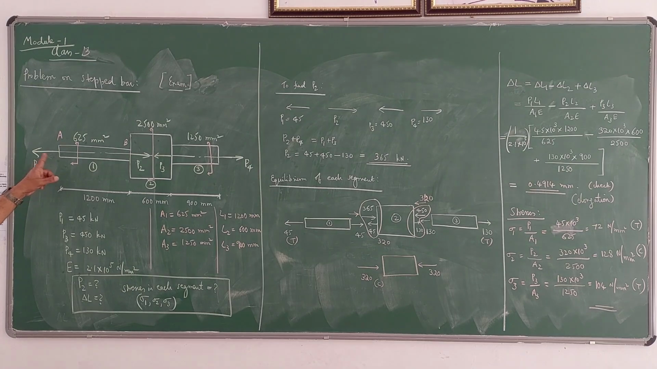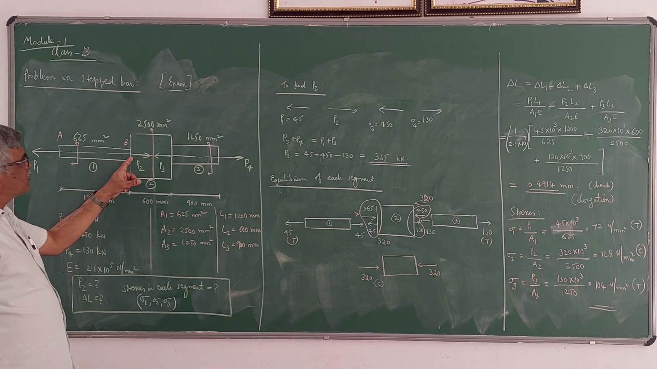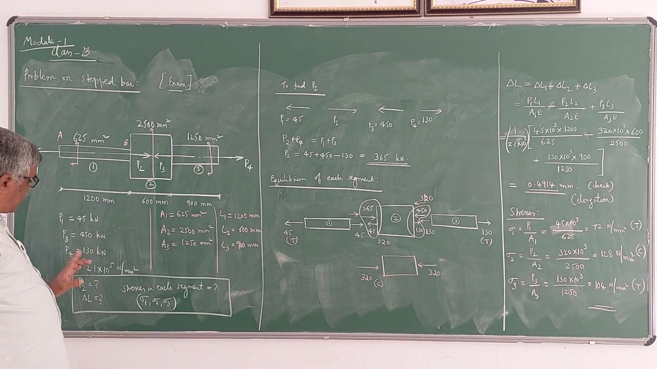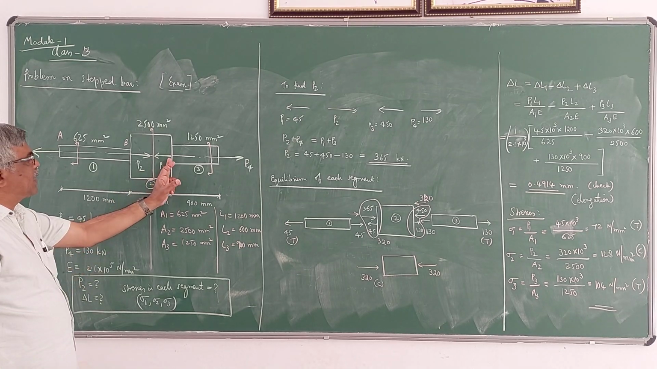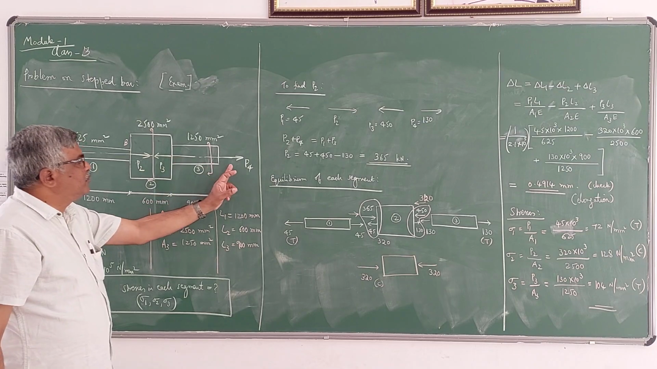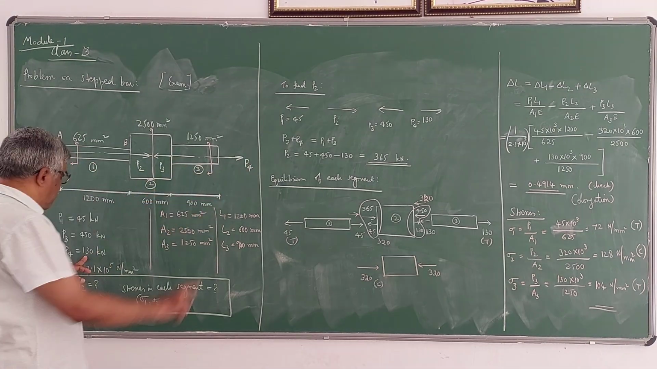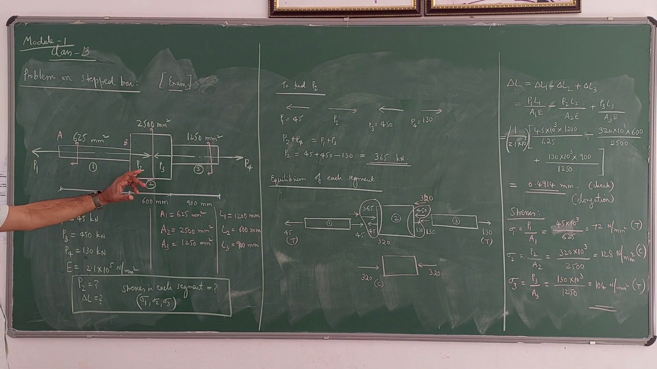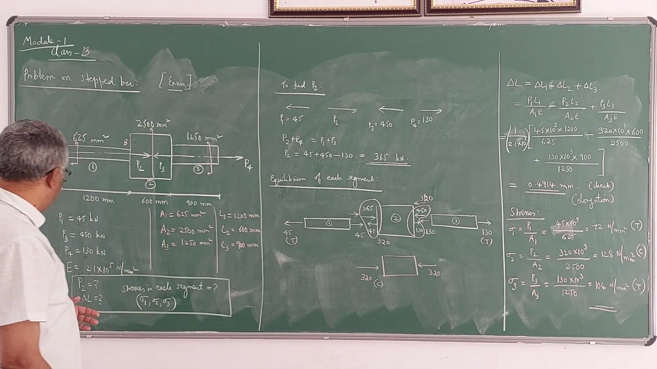P1 is a tensile force acting at this end. Its value is 45 kN. P2 is also a tensile force, whose value is not known here. P3, of course, is 450 kN acting in this direction. P4 is also a tensile force acting away from the third portion, 130 kN. In this case, P2 is not known, but we can find P2 by applying the equilibrium equation later.